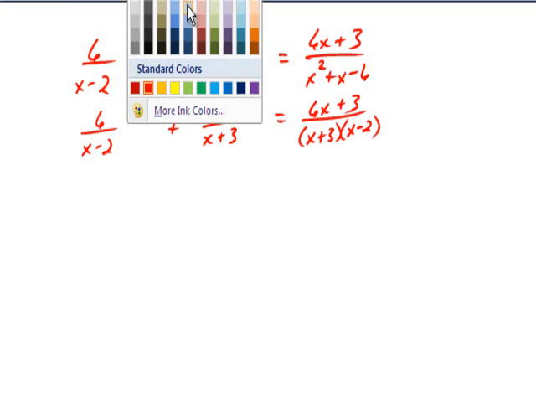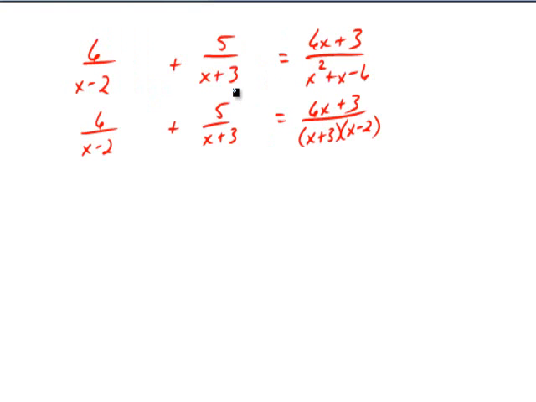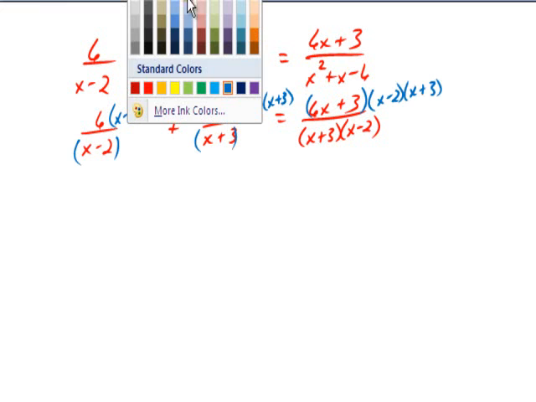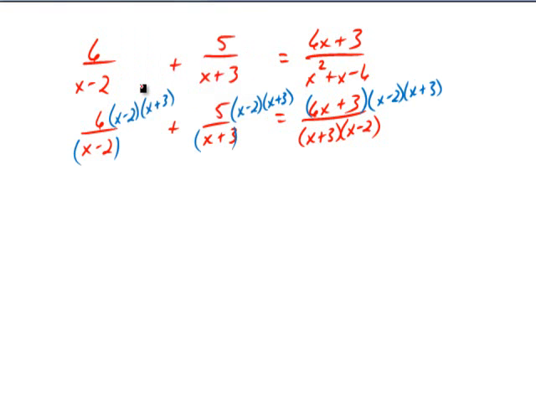So I can multiply each fraction by x minus 2, x plus 3. In the first fraction, the x minus 2's cancel. I'm left with 6 times x plus 3. I'll distribute that right away. 6x plus 18. In the second fraction, x plus 3's cancel. I have a positive 5 to distribute.